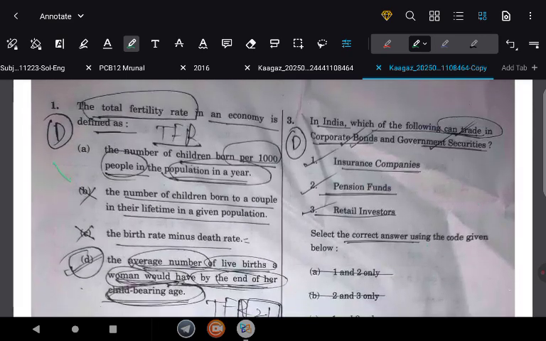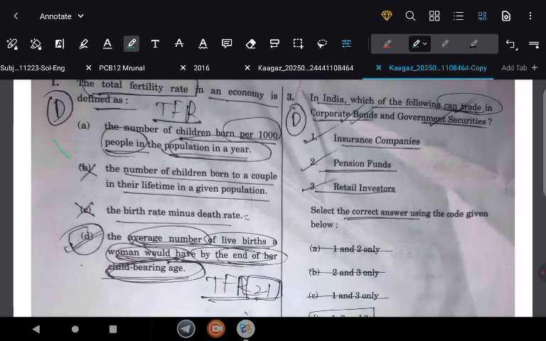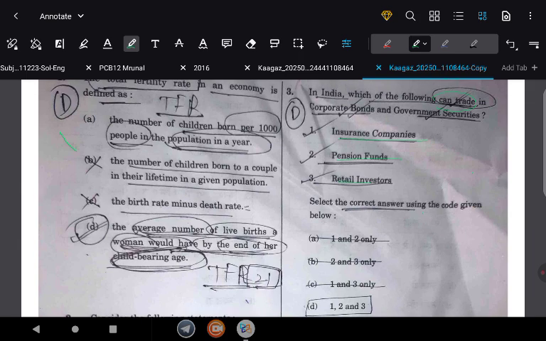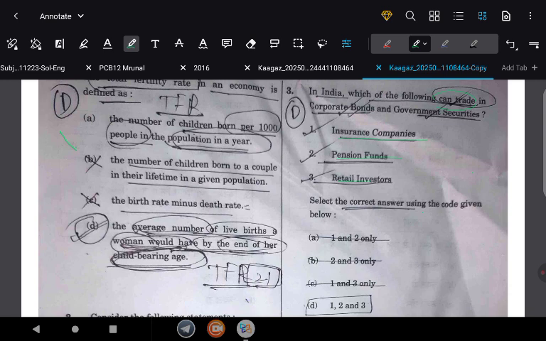Then the next question is, in India, which of the following can trade corporate bonds and government securities? Again, as you can see, I have circled can trade corporate bonds and government securities. The first option is insurance companies, pension funds, and then retail investors. Again, I went with the liberal logic. More or less all of them can invest in corporate bonds and government securities. This I had read in one of the resources I refer to for economy, Mrunal's magazine. So it has been more or less covered in it.